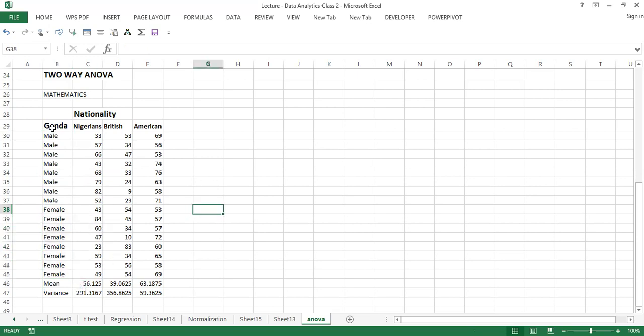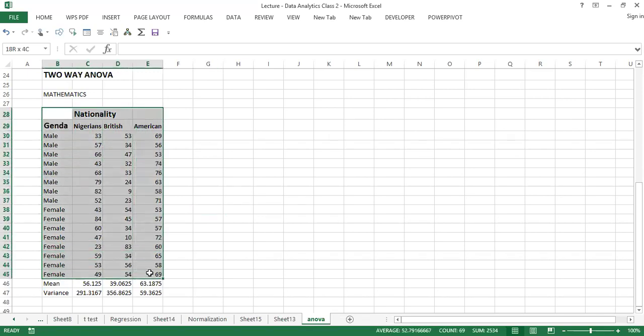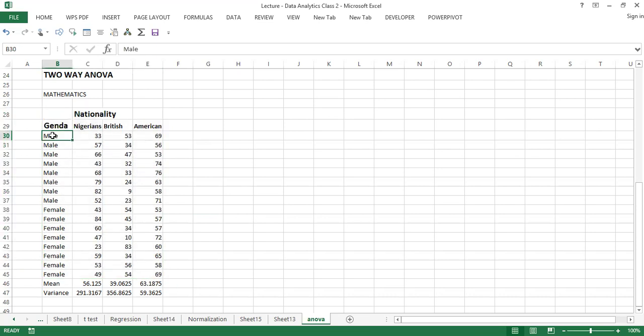This is called one-way ANOVA with replication. What's the replication? Because you can see repetition here. Male, male, male, male, male, female, female, female, female, female. Okay, so let's see how we can do that. What's our objective? What did I say our objective is?